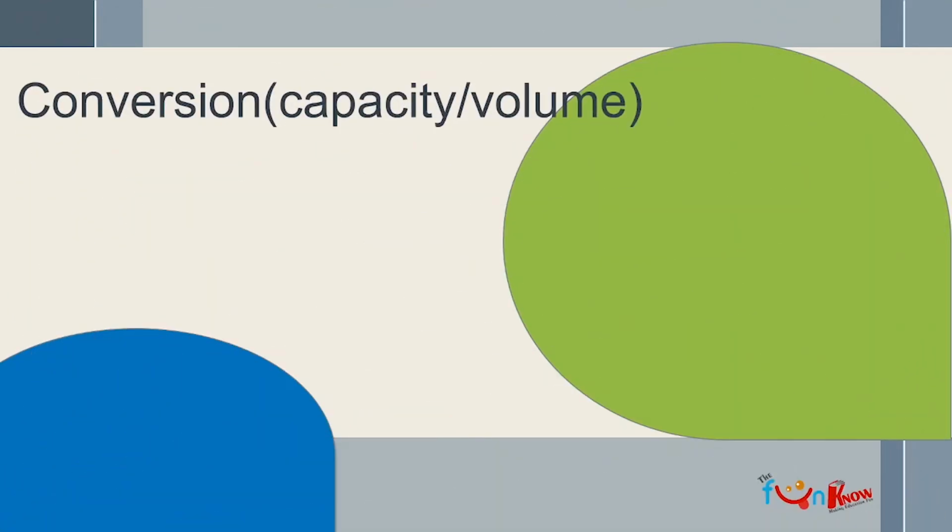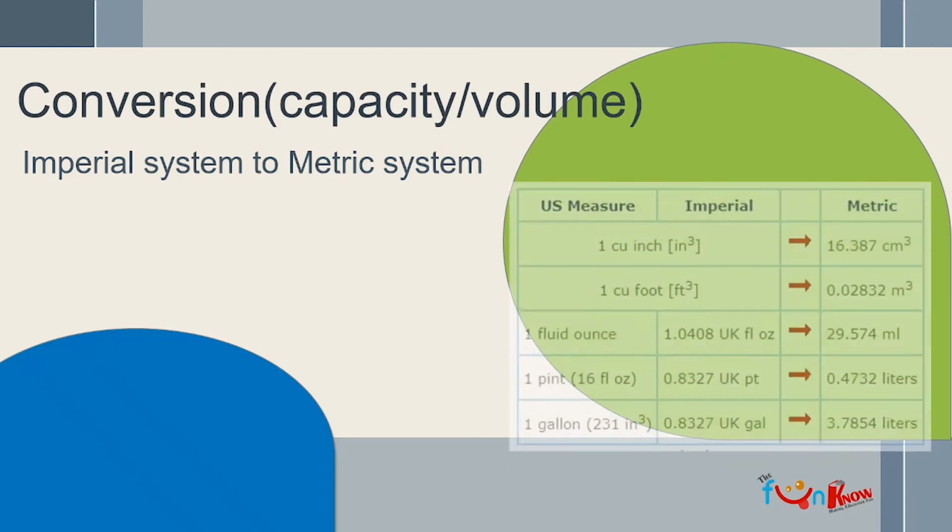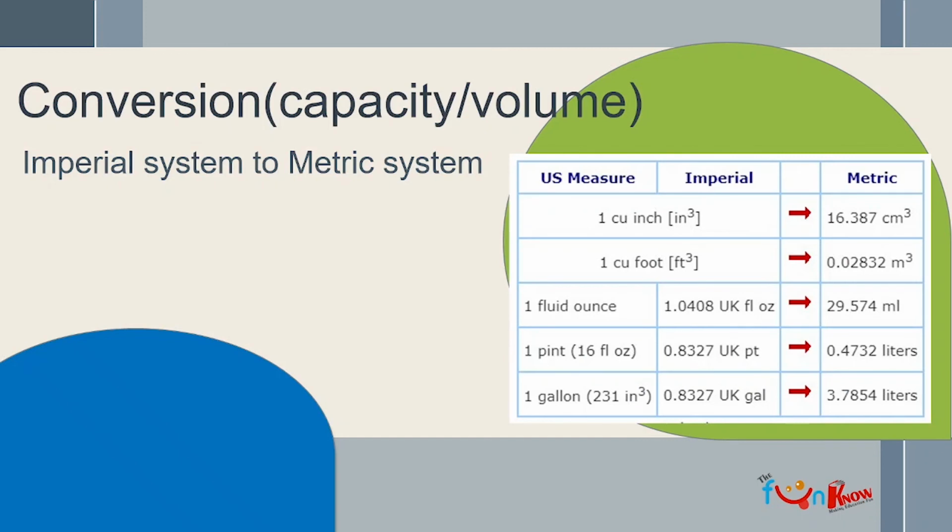Now here also it is conversion of volume, but in the earlier slide we saw metric to imperial. In this slide we will be seeing imperial system to metric system in terms of volume. So here you can see 1 cu inch, that is in cube, will be 16.387 centimeter cube. 1 cu foot, that is ft cube, will be considered as 0.02832 meter cube.